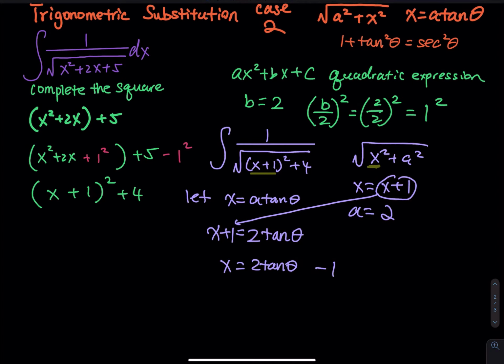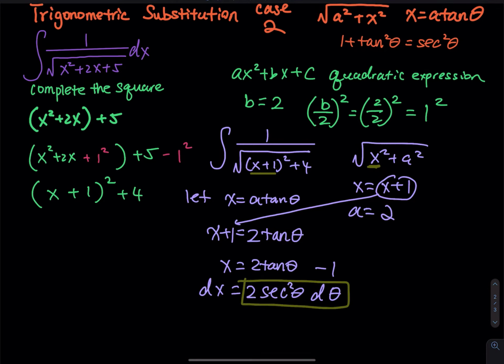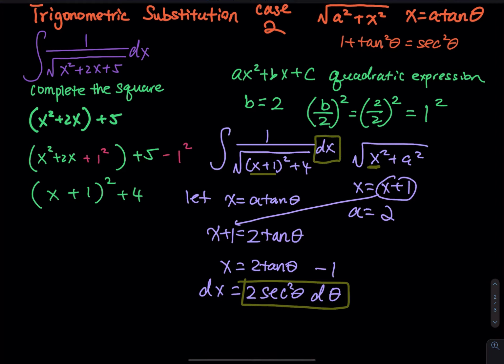So we have an x, but we are trying to change the integral from dx. Then you have to differentiate both sides. The derivative of tangent is secant squared. So 2 secant squared theta. The derivative of 1 is 0. So you have 2 secant squared theta d theta, and this d theta is going to replace this dx. So now the dx is done. And then the 1 is just a 1.